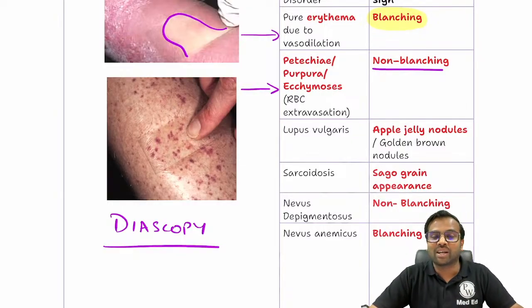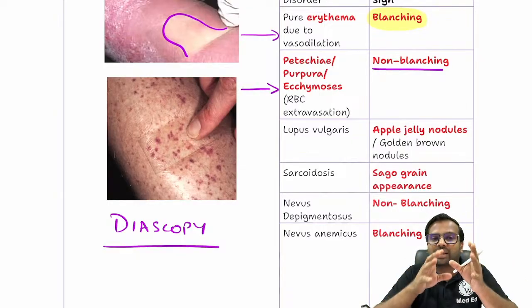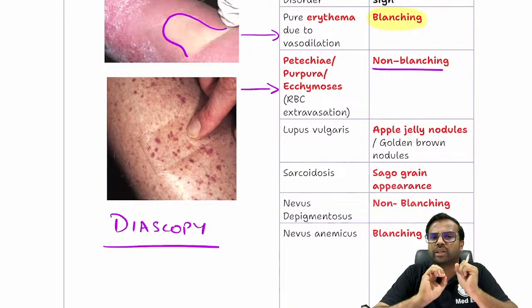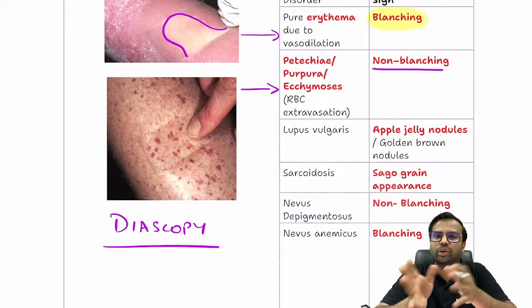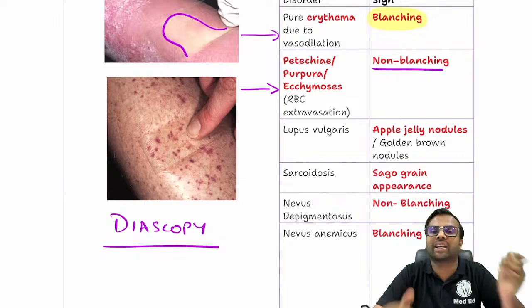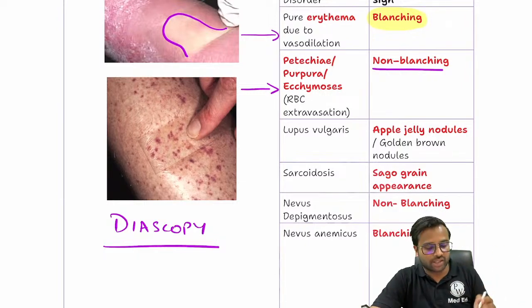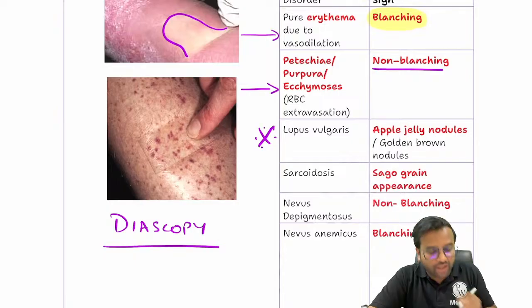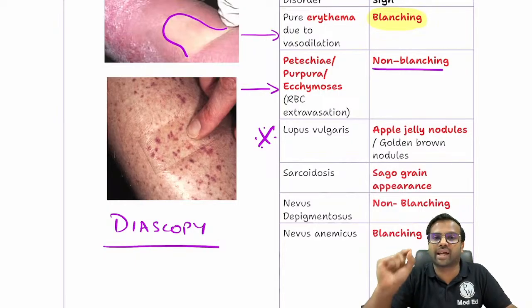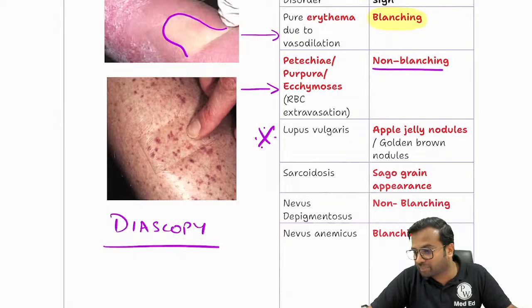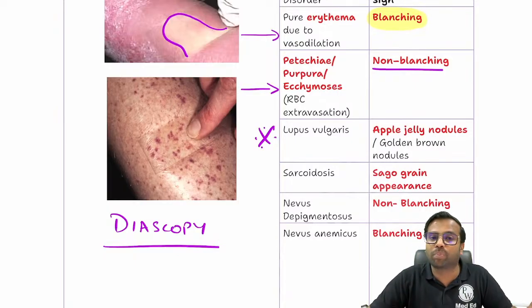So now in Diascopy, the most important thing is that it is not only done to differentiate between an erythema and a petechiae. It can also be done for many other diseases. Please remember this very, very important thing. What is the Diascopy finding in lupus vulgaris?